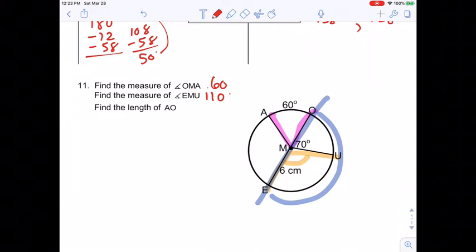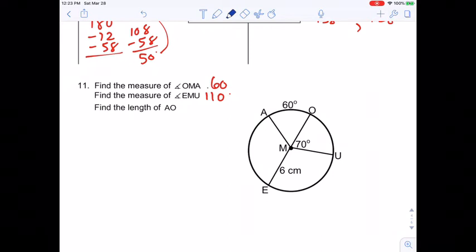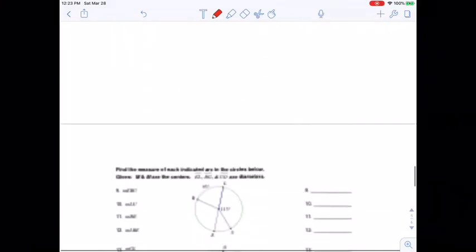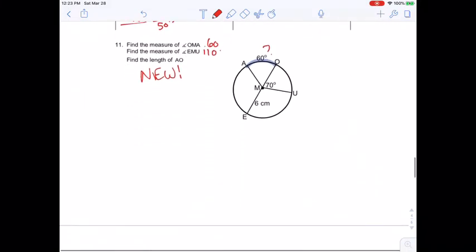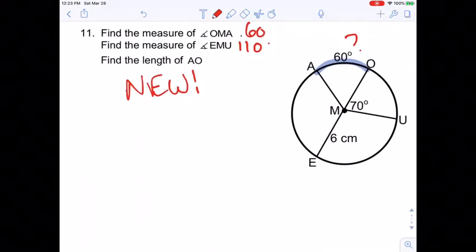And find the length of AO. Whoa. What are we talking about? Find the length of AO. Find the length of this? Well, wait. We have not done this. This is new. We haven't done this. Hold on a second. This is something completely different. Well, let's talk about it. This is called the arc length.